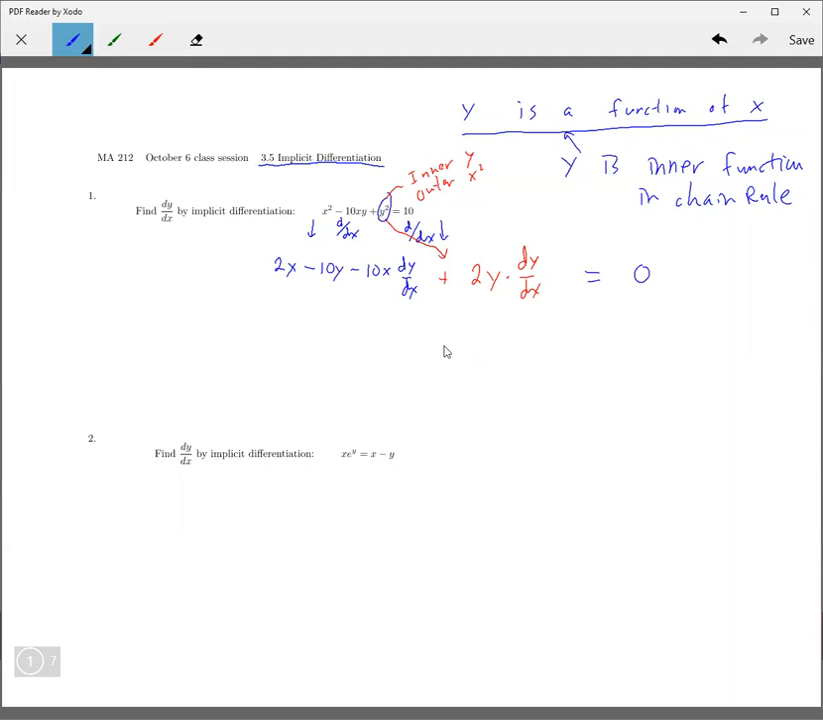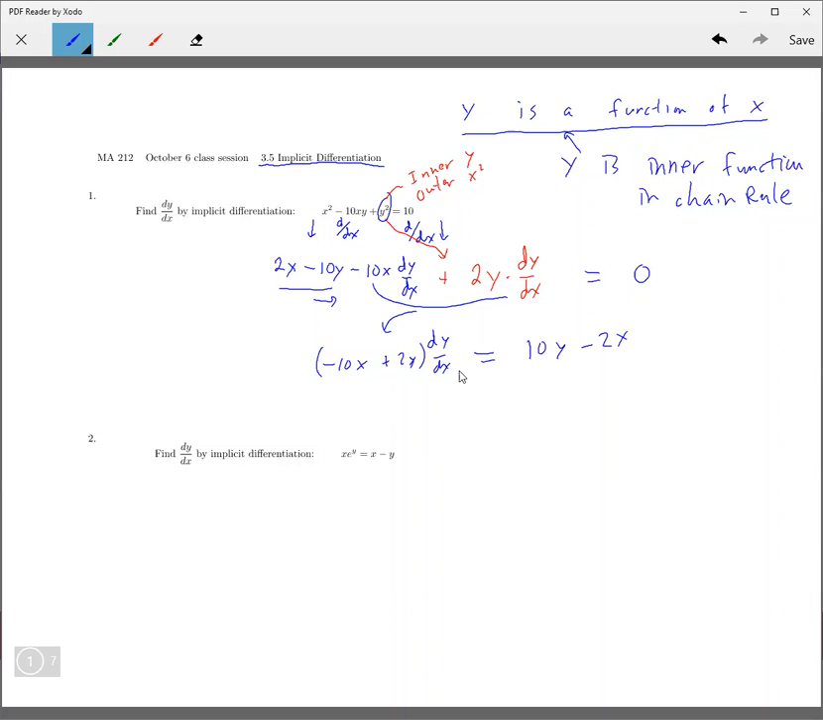Okay, and so now what you do is we send these terms to the other side of the equation, and from these two terms we factor out a dy/dx. These go to the other side of the equation. I'll write it as 10y minus 2x.